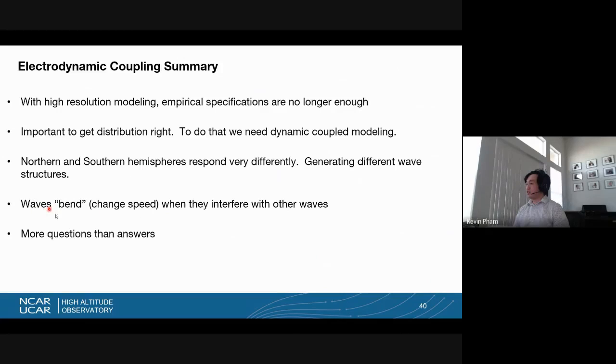And then the takeaway from the wave analysis is that you can see that the waves bend or change speed when they interfere with other waves, and that seems to introduce a lot more questions than answers. Thank you.